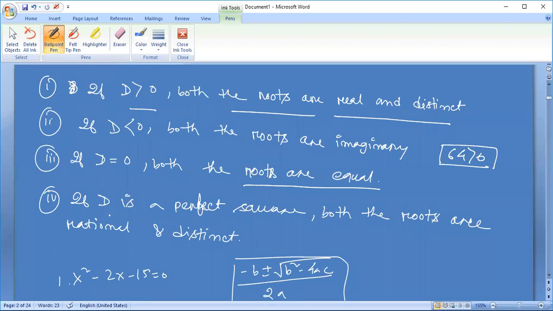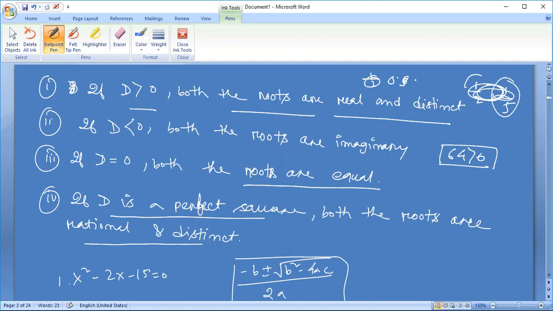Now see, if D is a perfect square, both the roots are rational and distinct. If it is greater than 0, then the roots may be fractions also, suppose half or 1 by 5. Understand? If D is greater than 0, then the roots are real, so they may be fractions, or in decimals also, suppose 0.33, 0.33. Now see, here D is a perfect square, then both the roots are rational and distinct.